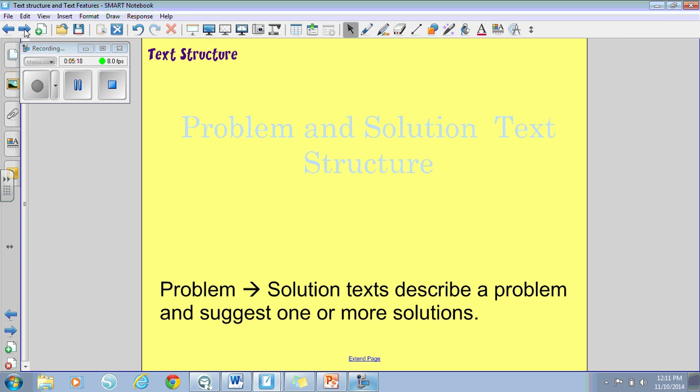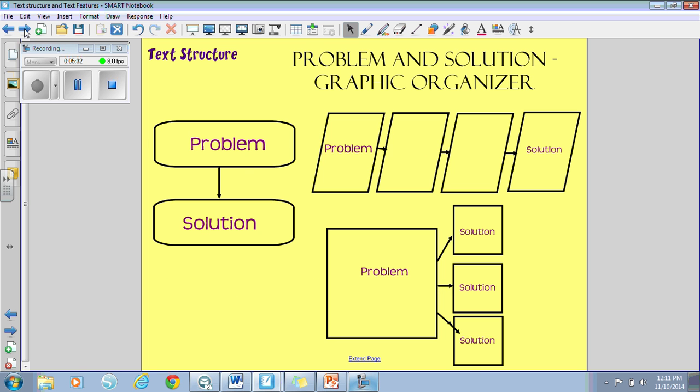In a problem and solution text structure, an author will explain the problem and describe possible solutions. There can be one problem with multiple solutions. Please be aware of that. As a reader, you can use many different graphic organizers to once again organize the knowledge that you gained from the text.